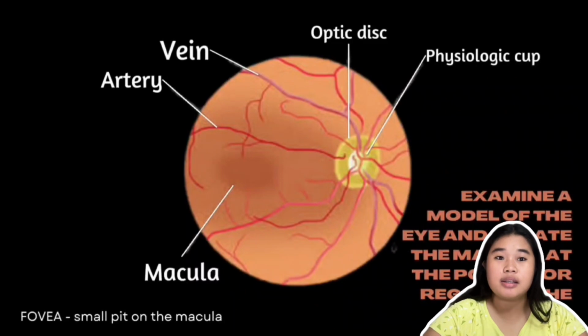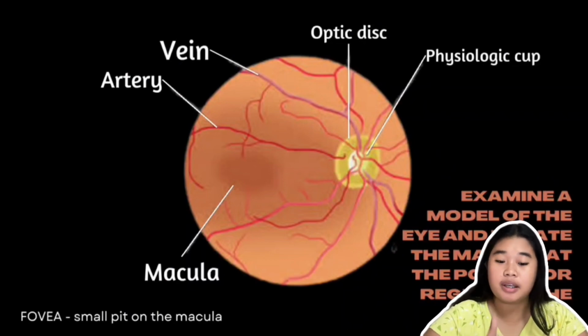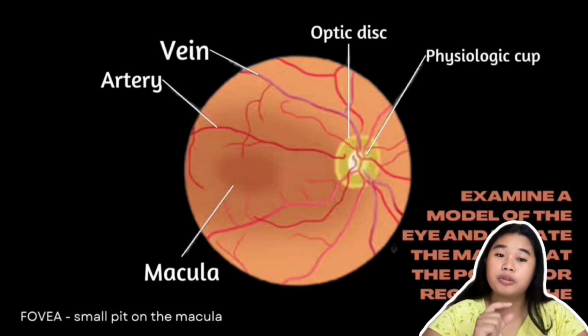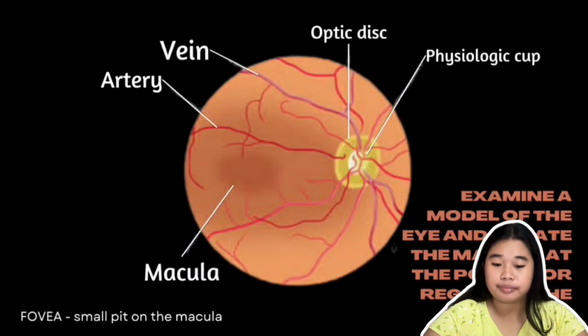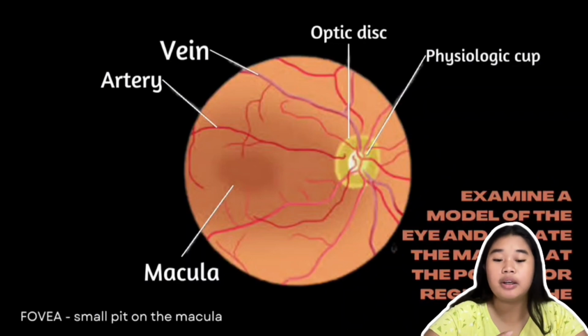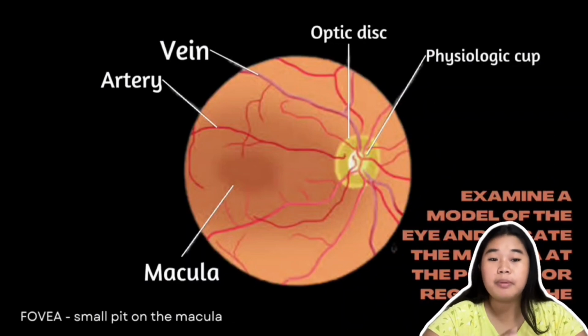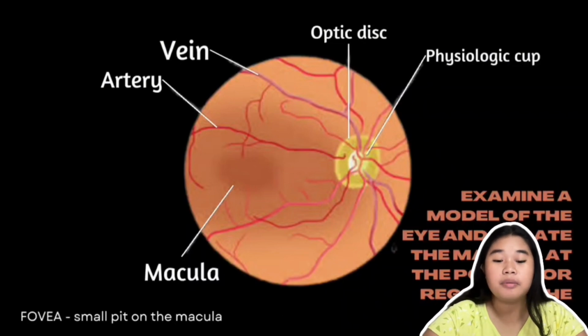The macula is a spot in the center of your retina. On this spot, a small pit called the fovea is located. When the light is focused on this spot, we get the sharpest image because the fovea contains very tightly packed photoreceptor cells. Macular degeneration is a common eye disease that is caused by deterioration of the macula and results in partial blindness.